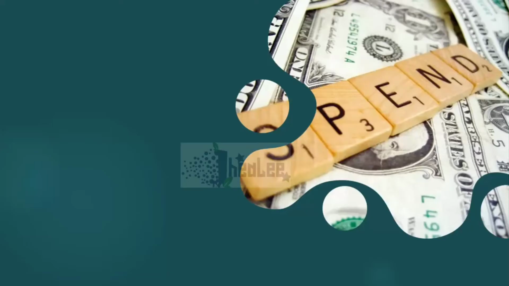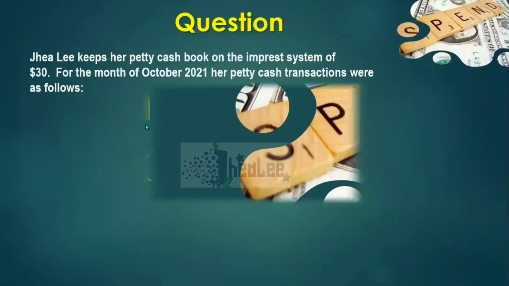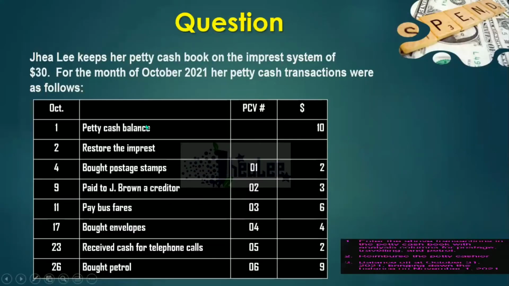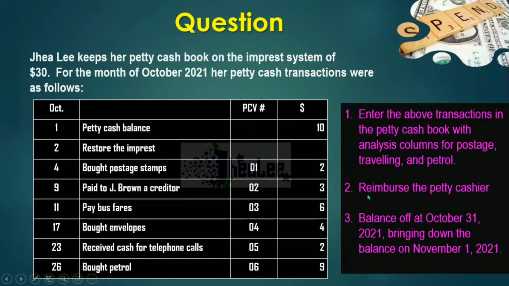For this session, we're going to continue looking at the petty cash book. At the end of this lesson, we are going to be completing parts 2 and 3 of this question, where you're asked to reimburse the petty cashier and then balance off at the end of October 2021. Remember, in our previous lesson, we had looked at where you were required to balance out the petty cash book and then reimburse. So this one is where you're going to reimburse and then balance off. So let's take a look at that demonstration.